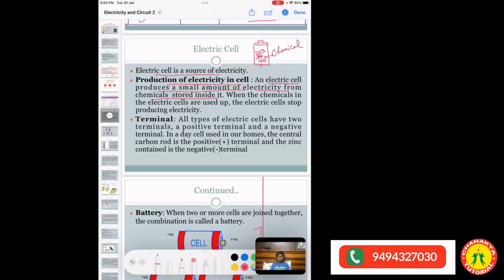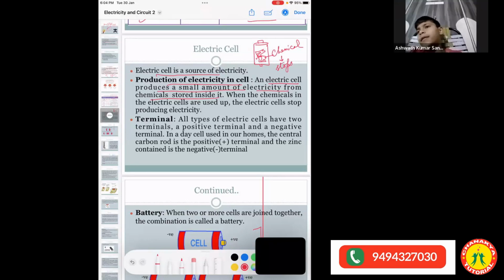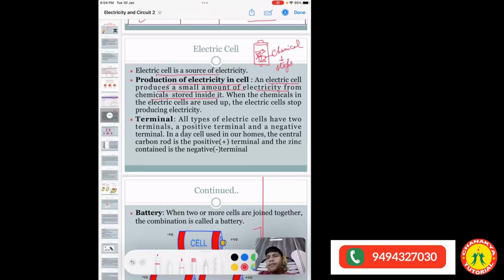Now, once all this chemical is being used, then what happens? It stops working, right? If you use a cell for running a toy, what happens after a few days? The toy will not run because the cell has been used. The cell has used the whole amount of chemical in it.